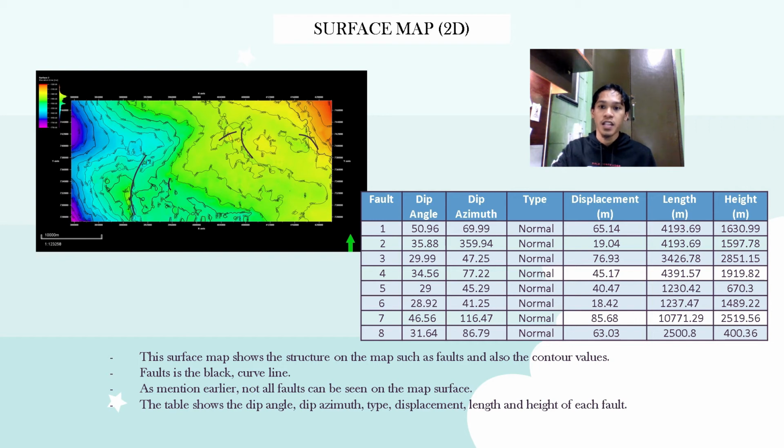The displacement for the horizon is about 65.40 meters. The length of the fault is 4193.69 meters, and the height of the fault for the first fault is 1630.99 meters. That's how to read this table.